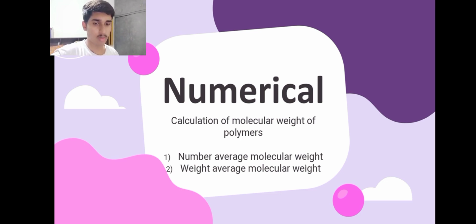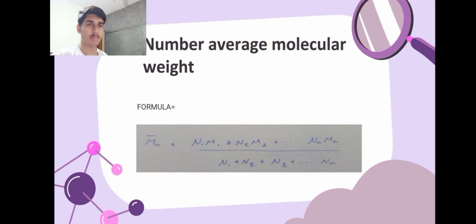There are two types of numericals for our stream. One is for calculating the molecular weight of polymers. The first type is number average molecular weight and the second is weight average molecular weight. Starting with number average molecular weight, it is denoted by M suffix n bar. It is the mass obtained when the total mass of the molecules of the sample is divided by the total number of molecules, where n represents the number of molecules and m represents the mass of the given molecule.